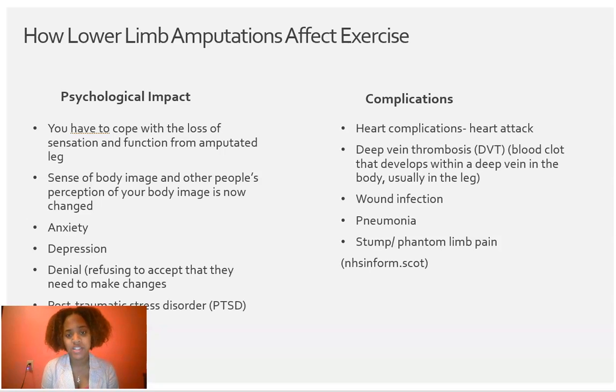Complications of a limb amputation are heart complications, which is a heart attack, deep vein thrombosis, DVT, which is a blood clot that develops within the vein, deep vein in the body, usually in the leg, wound infection, pneumonia, and stump/phantom limb pain.